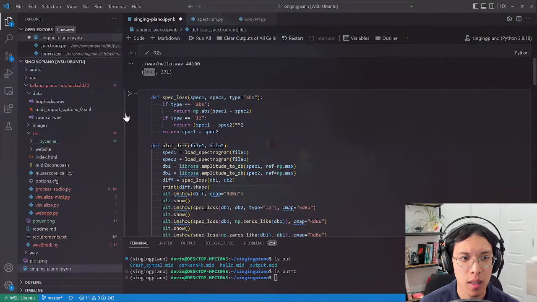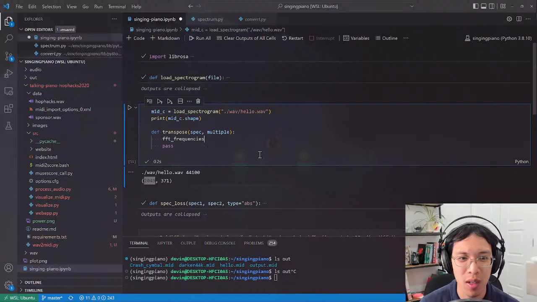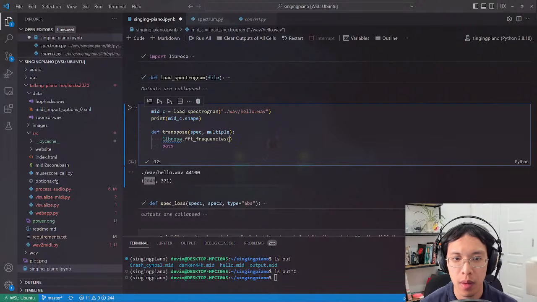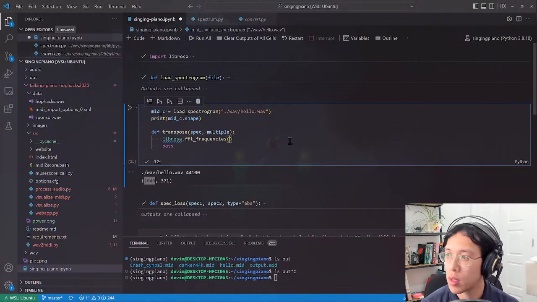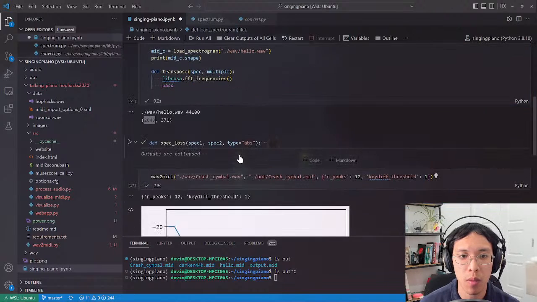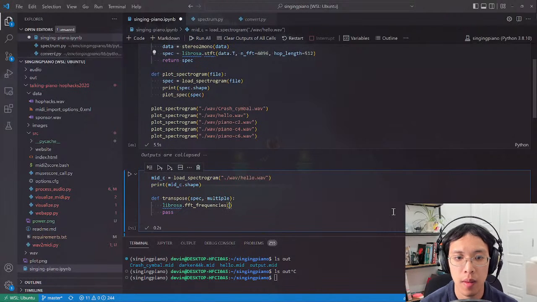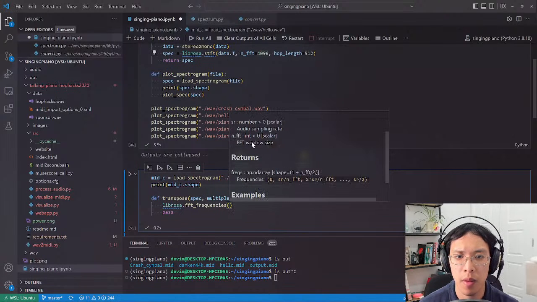Okay, let's stop getting distracted and get back to this transpose function. So we need to ask librosa for the frequencies that we get from this bin. Oh, I just realized this number is affecting this. Okay, let's see. It's FFT window size.